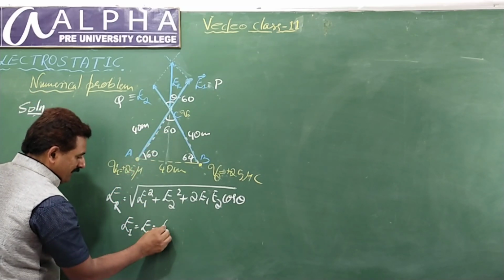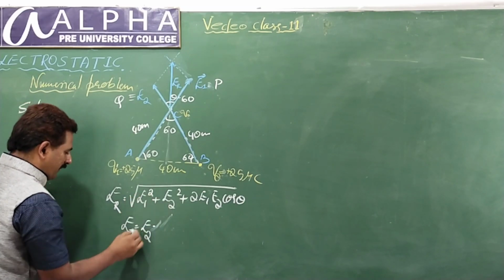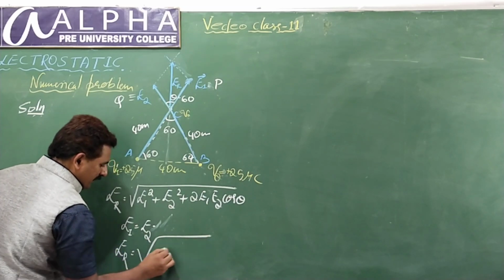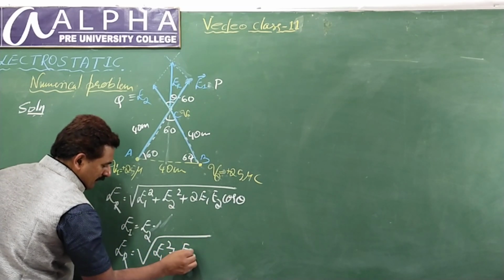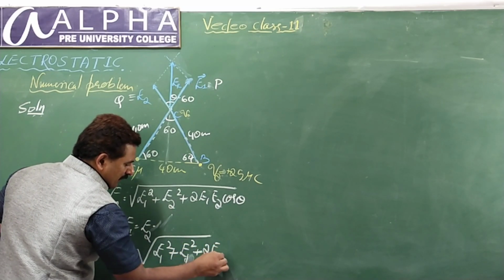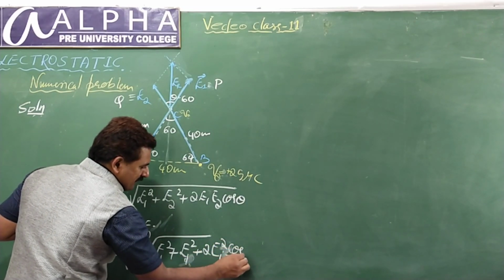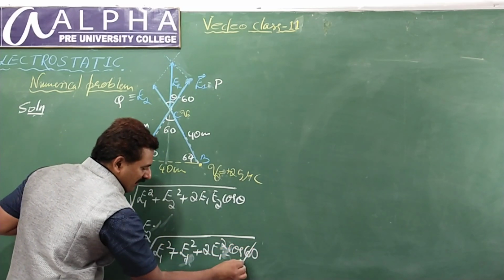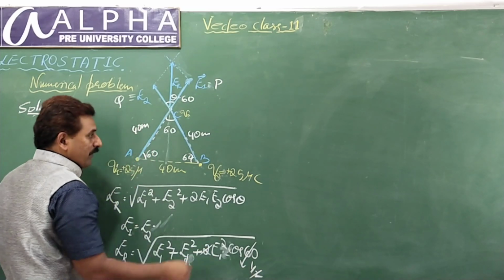In that case, if both are the same, instead of E2 you can write E1 only. That's why ER equals the square root of E1 squared plus E1 squared plus 2 times E1 into E1, which is E1 squared, times cos 60. What is cos 60? Half. Cos 60 is half. Right? So the 2 cancels.